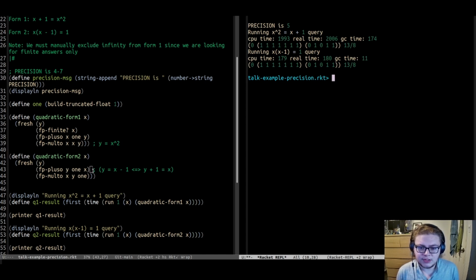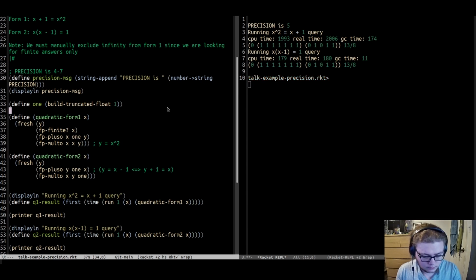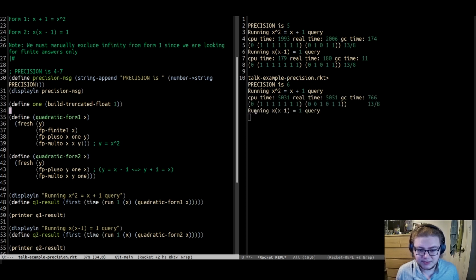So, as you can see, these queries resolve relatively quickly. The first query, x squared is equal to x plus 1, took 2 seconds, while x times x minus 1 only took less than 1/5 of a second. Let's run it with precision value 6. So you might expect that these will take longer, which is the case.